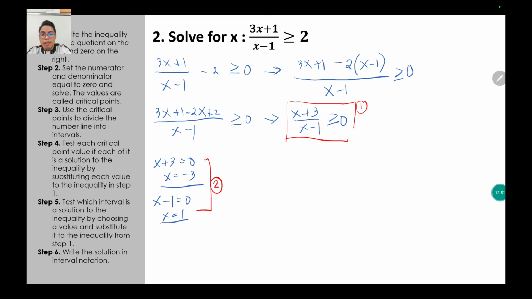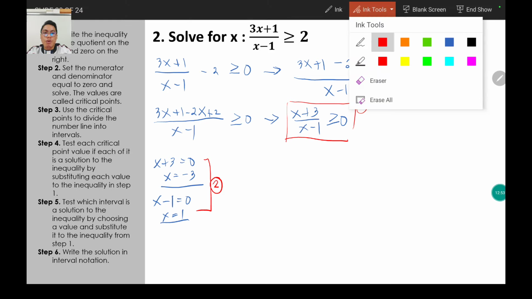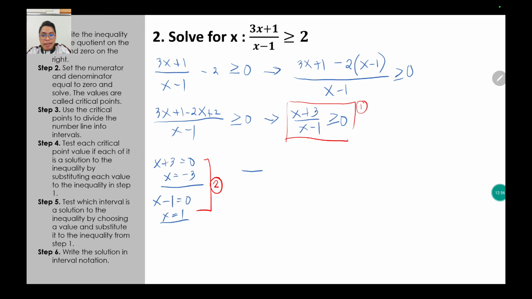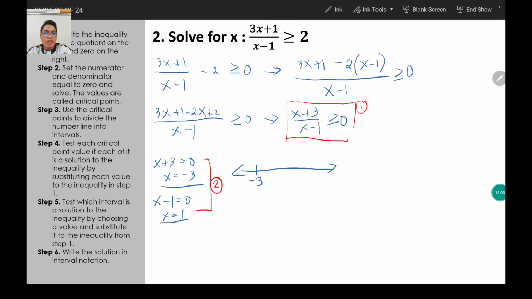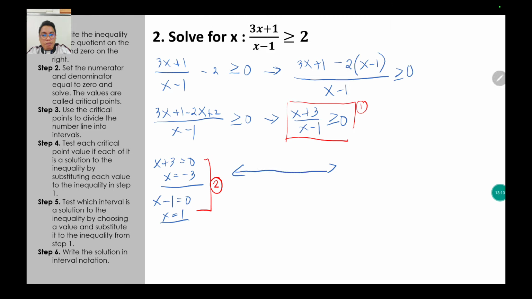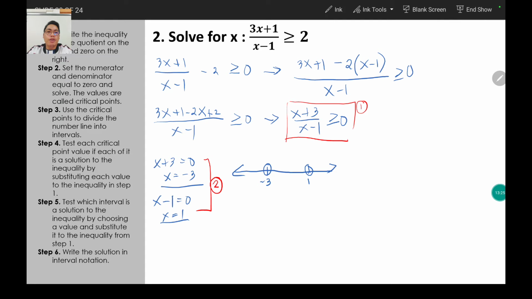Step number 2 natin. So step number 3, we're going to draw now the number line. So we have -3 here, and we have here, lagyan natin ng konting space. So we have here -3, and we have here the positive 1. So alam naman natin kung paano mag-arrange ng values, no? So halo muna, kasi ita-test point natin yan. So that is our step number 3.